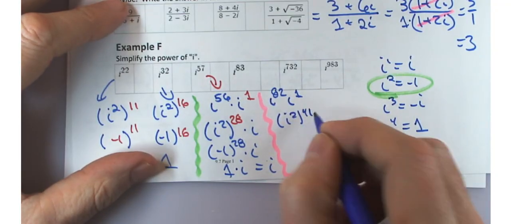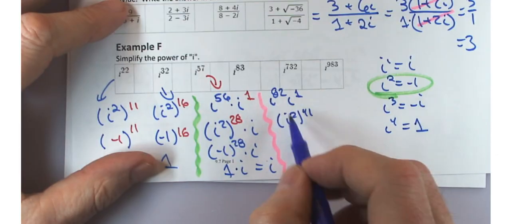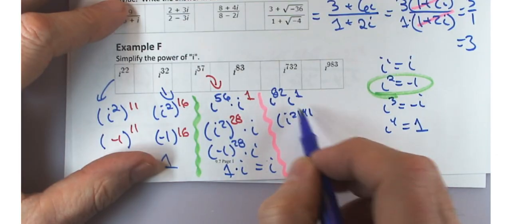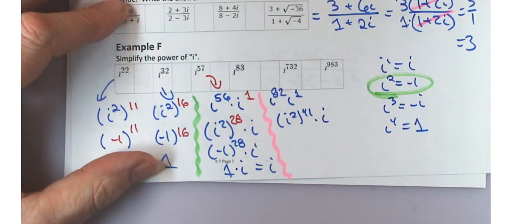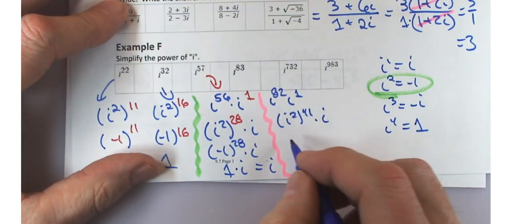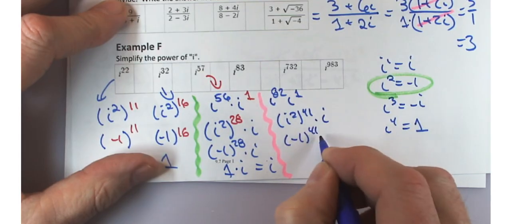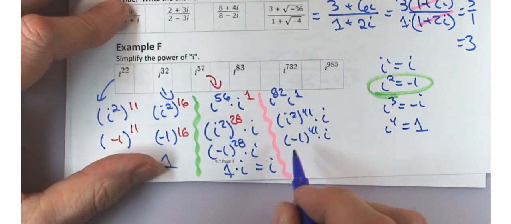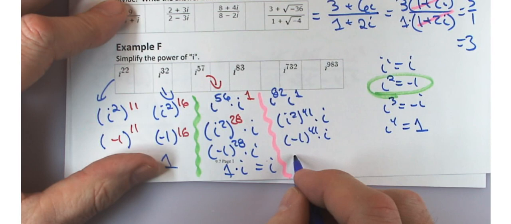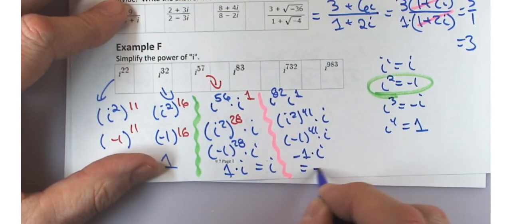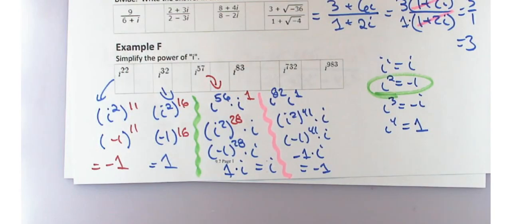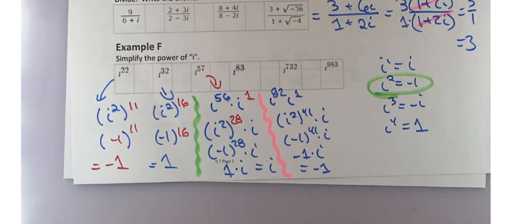So this becomes i squared raised to the 41st power, because 2 times 41 gives me 82, times i. So that's negative 1 to the 41st power times i. Negative 1 to the 41st is just negative 1. You're raising to an odd power. So negative i. And that's great. Now you can check these things on your calculator. That's fine. I know that. That's why I want to see the work.